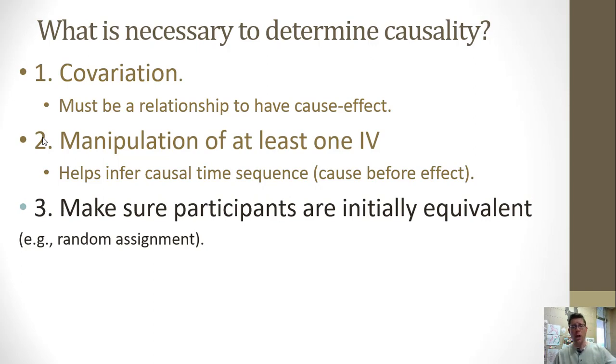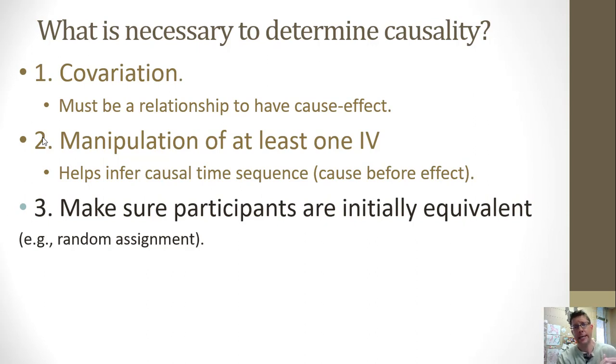Third condition, we want to make sure that our participants are initially equivalent. In other words, when we compare the groups of the participants that are in the different conditions of the independent variable, we want to make sure that they're roughly equivalent on all of these individual difference variables: gender, intelligence, how much sleep they got. We want to make sure those things are equivalent across conditions.